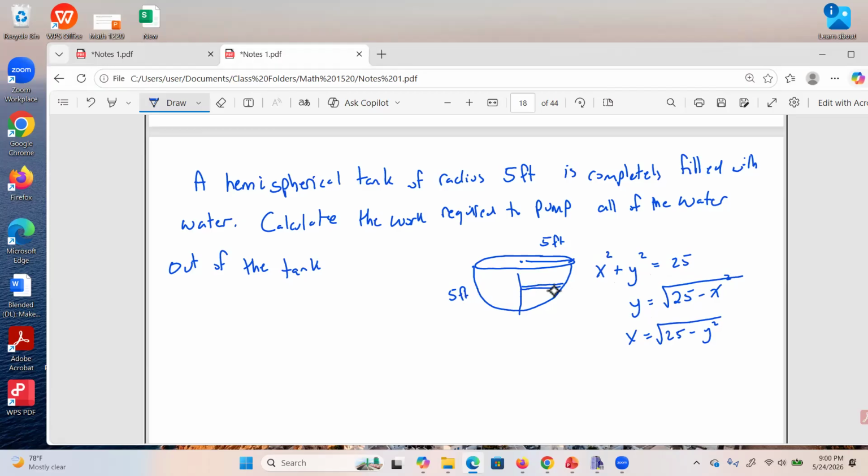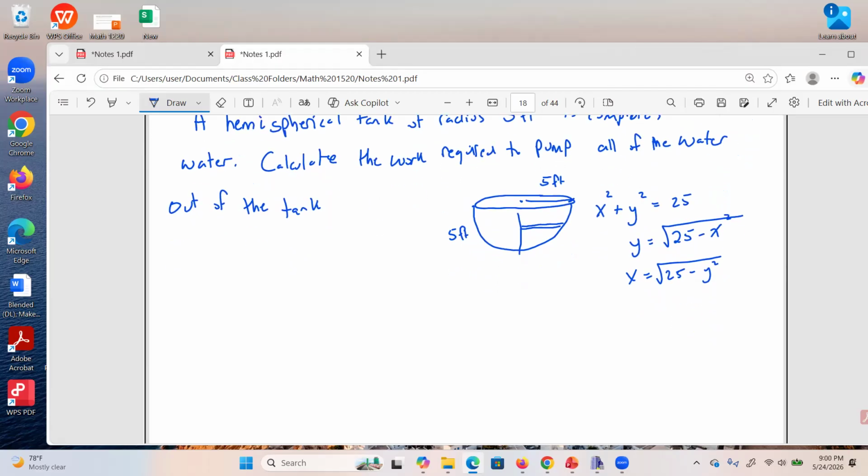Again, the same idea for the work: work is equal to force times distance, and we'll integrate that. Our force is equal to rho times my volume. For this case, it's going to be a changing thing. If I take this little slice down here, my radius is small. If I take it up here, it's going to be a little bit different.